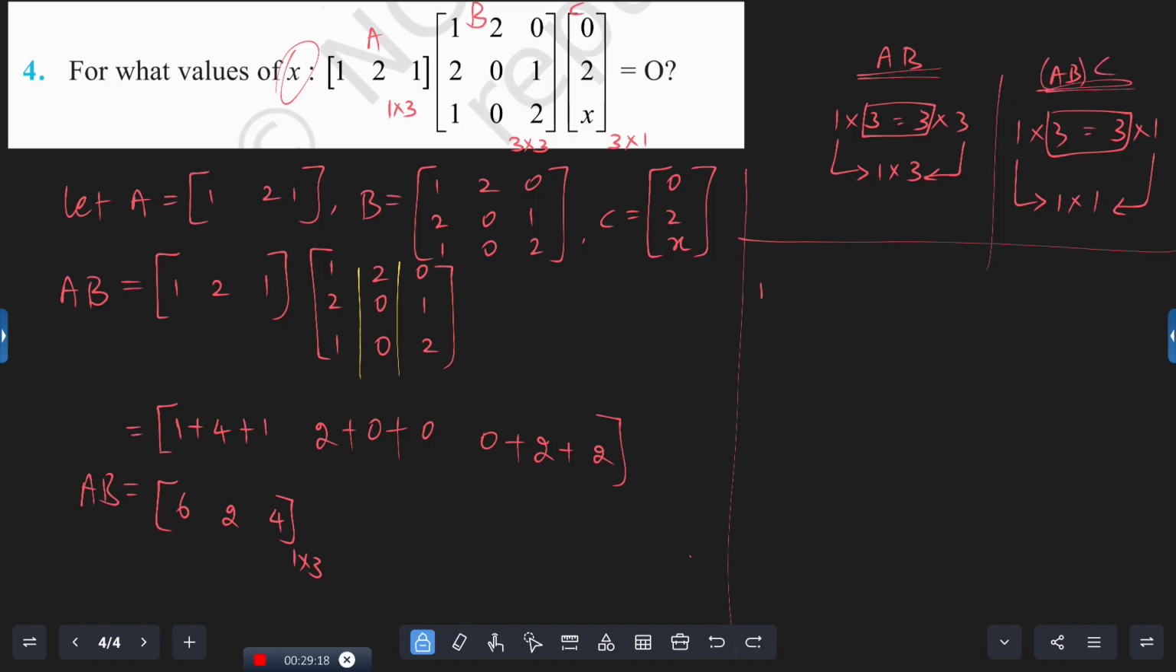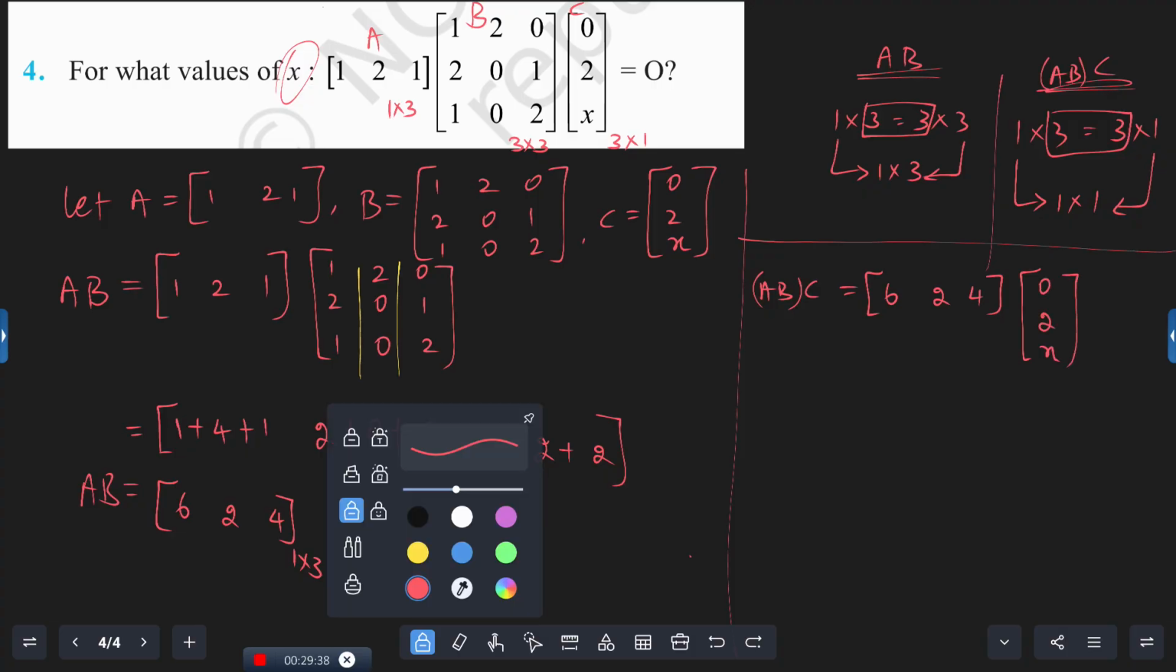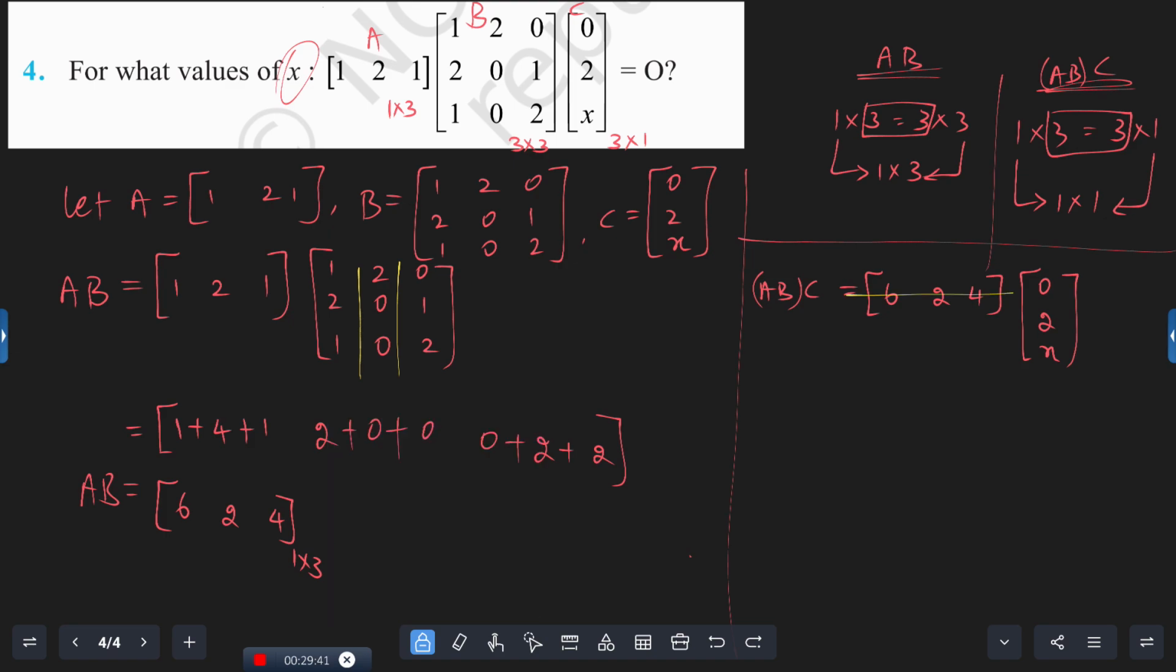Understand? Right. Now AB matrix with C. AB matrix, what we got? 6, 2, 4. And C matrix is a column matrix. Here I have mentioned 0, 2, X. We know that row with the column we have to multiply. So one row with one column, everything we have to add. Listen carefully. One more thing: if you have a doubt, check the matrix product here.